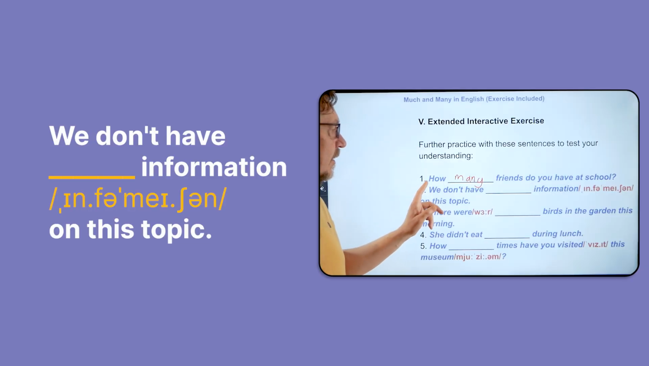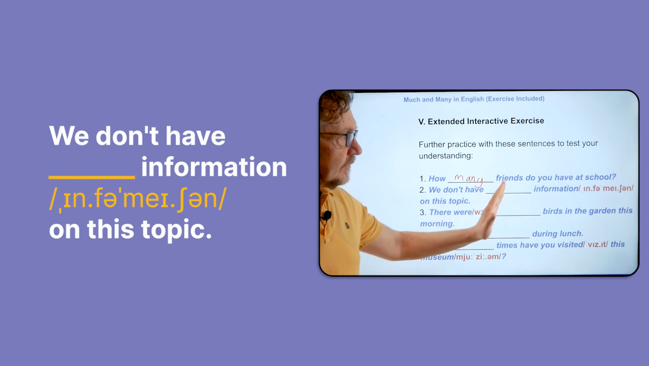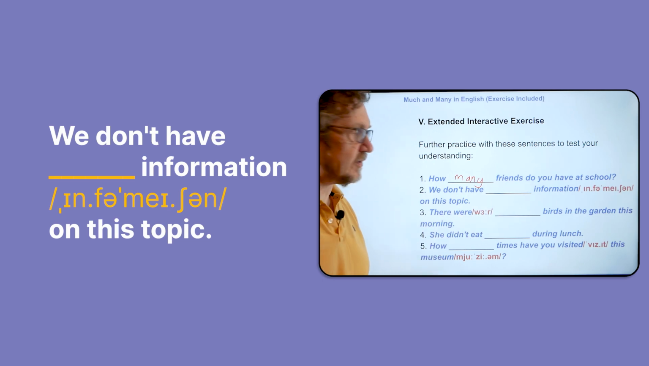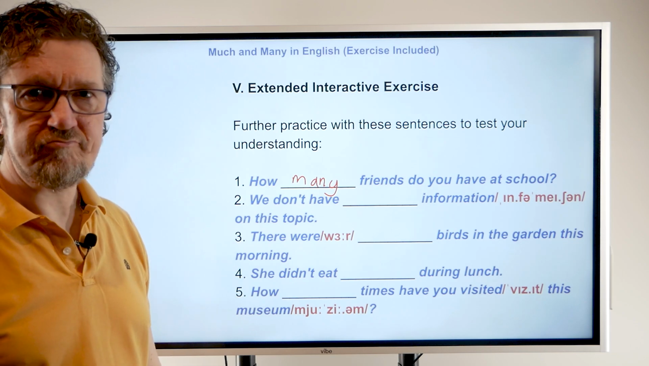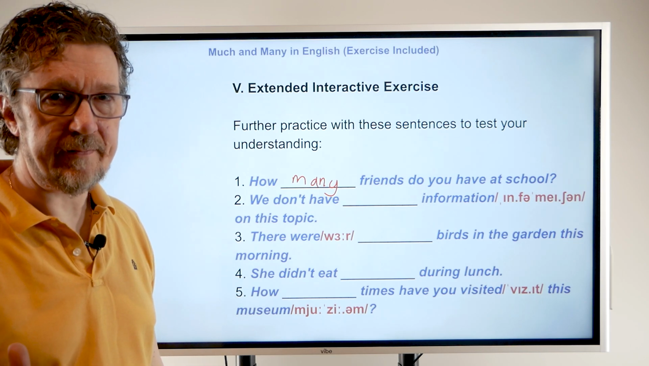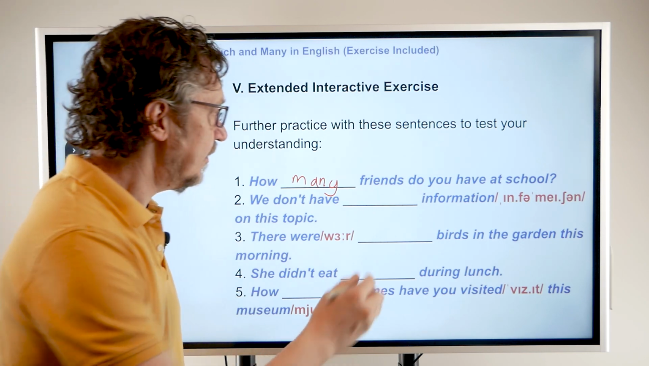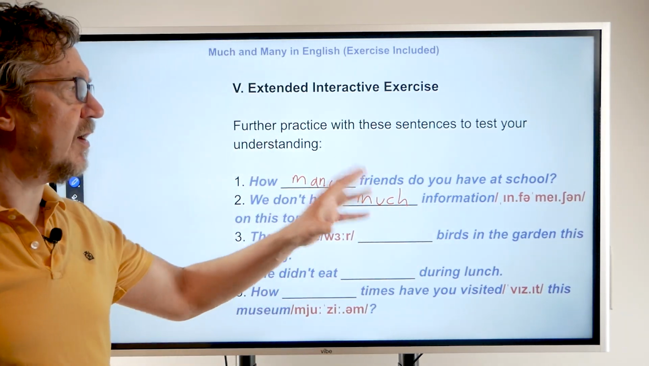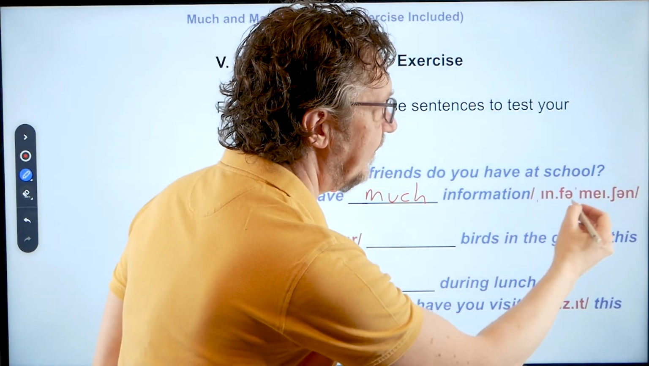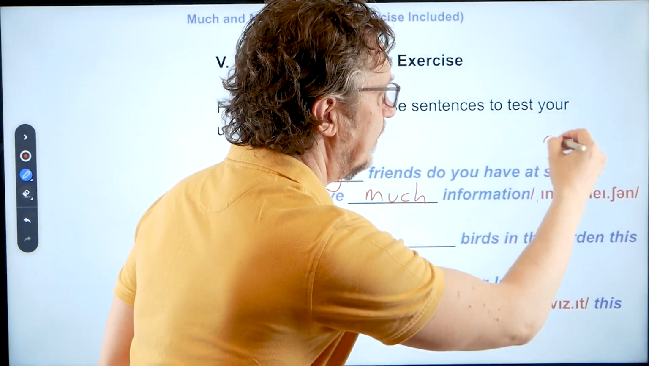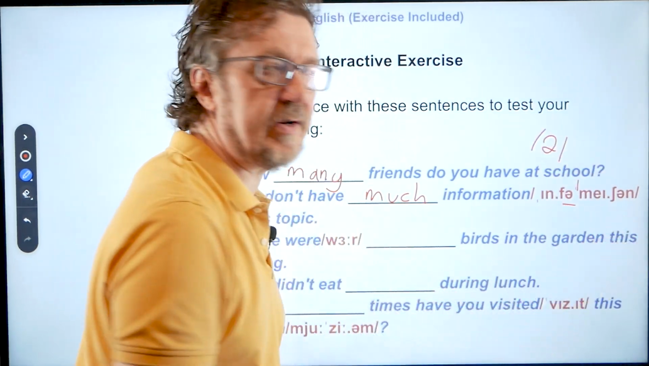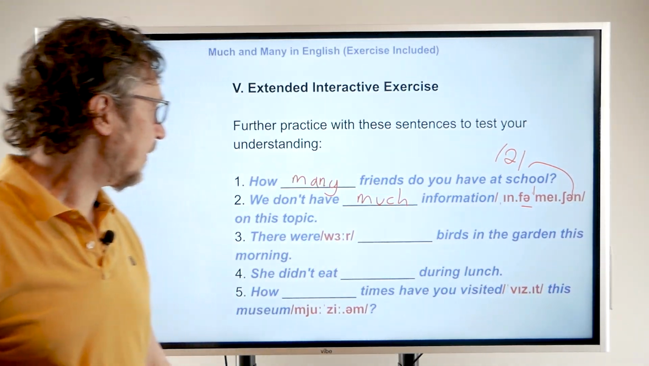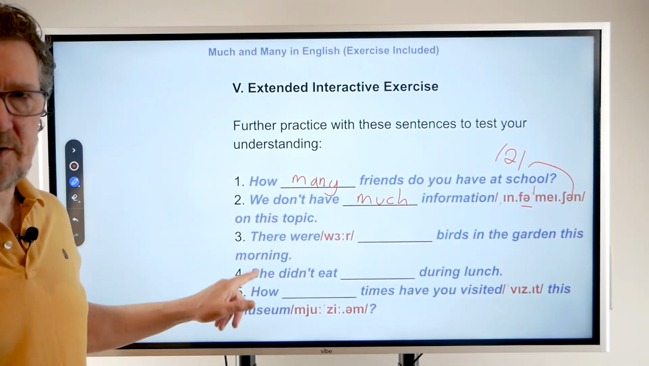Number 2. We don't have information. Can you count information? We can't. You can measure it only sometimes. So it's much. We don't have much information. And here we have information. Again, the sound information. This sound actually comes through here as well. Information.